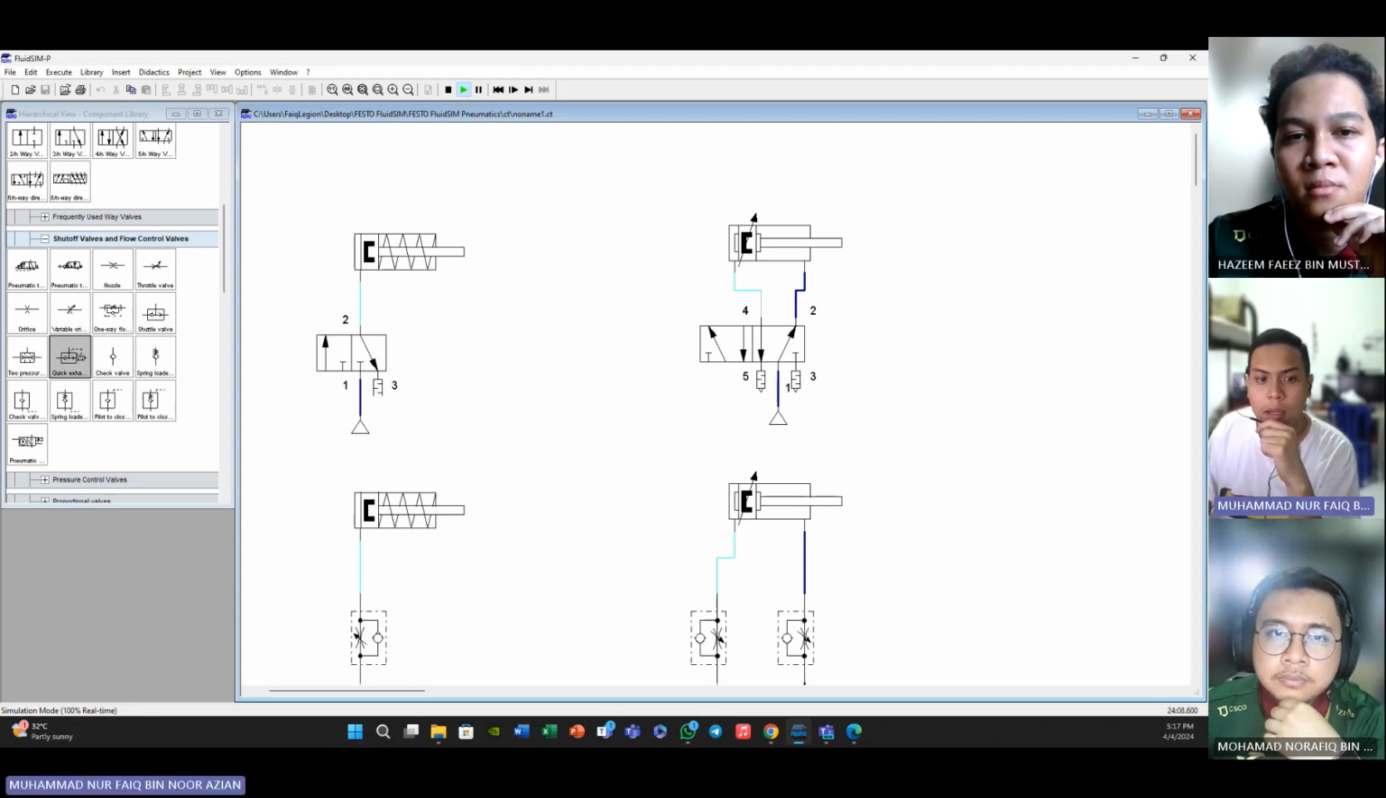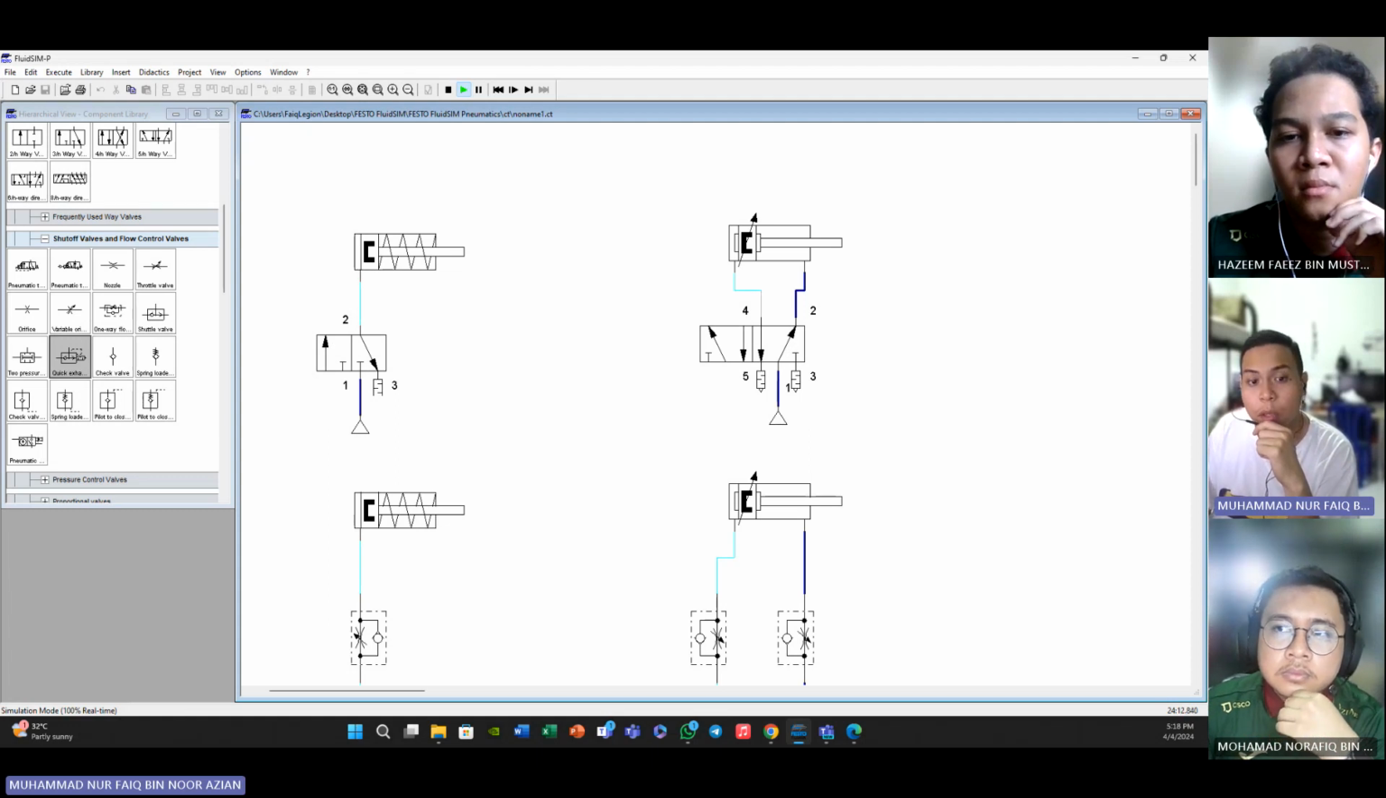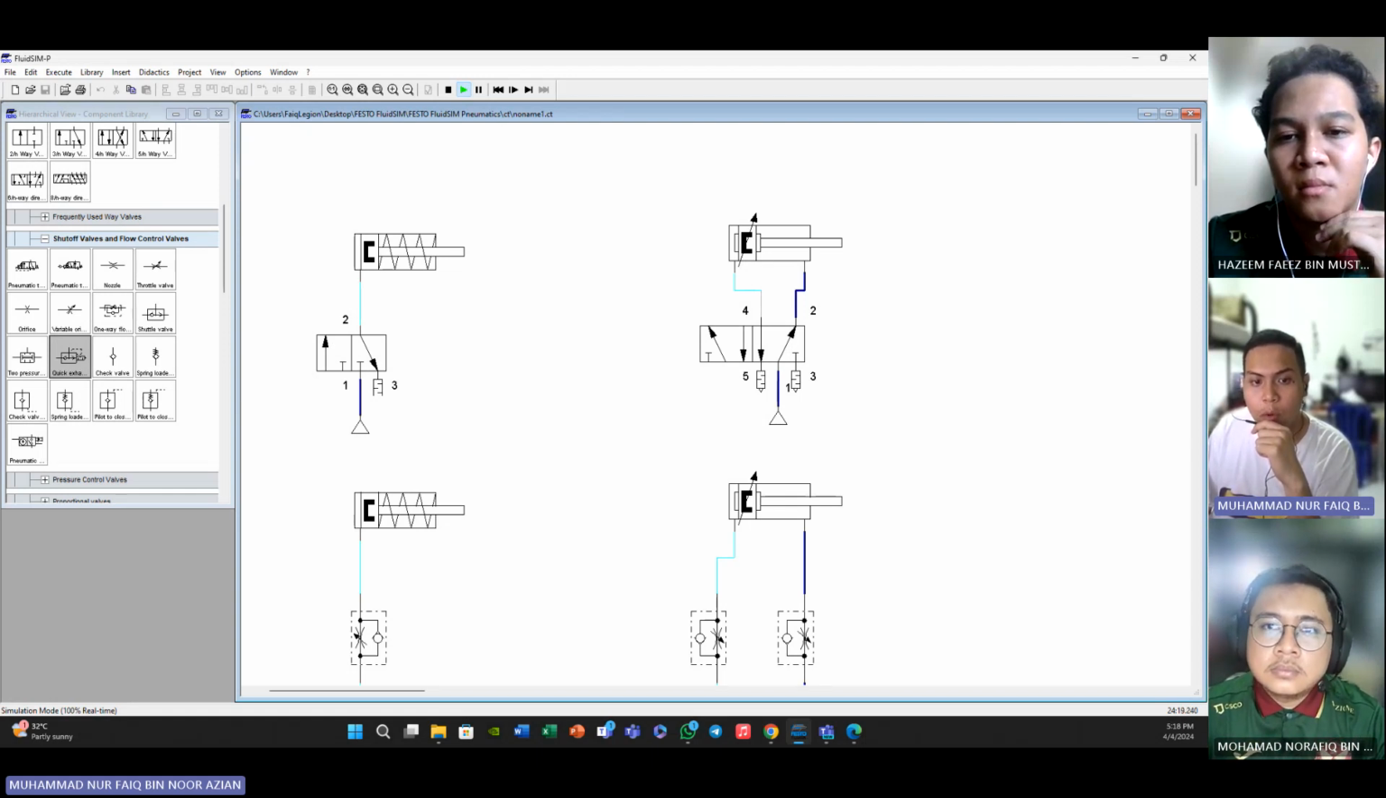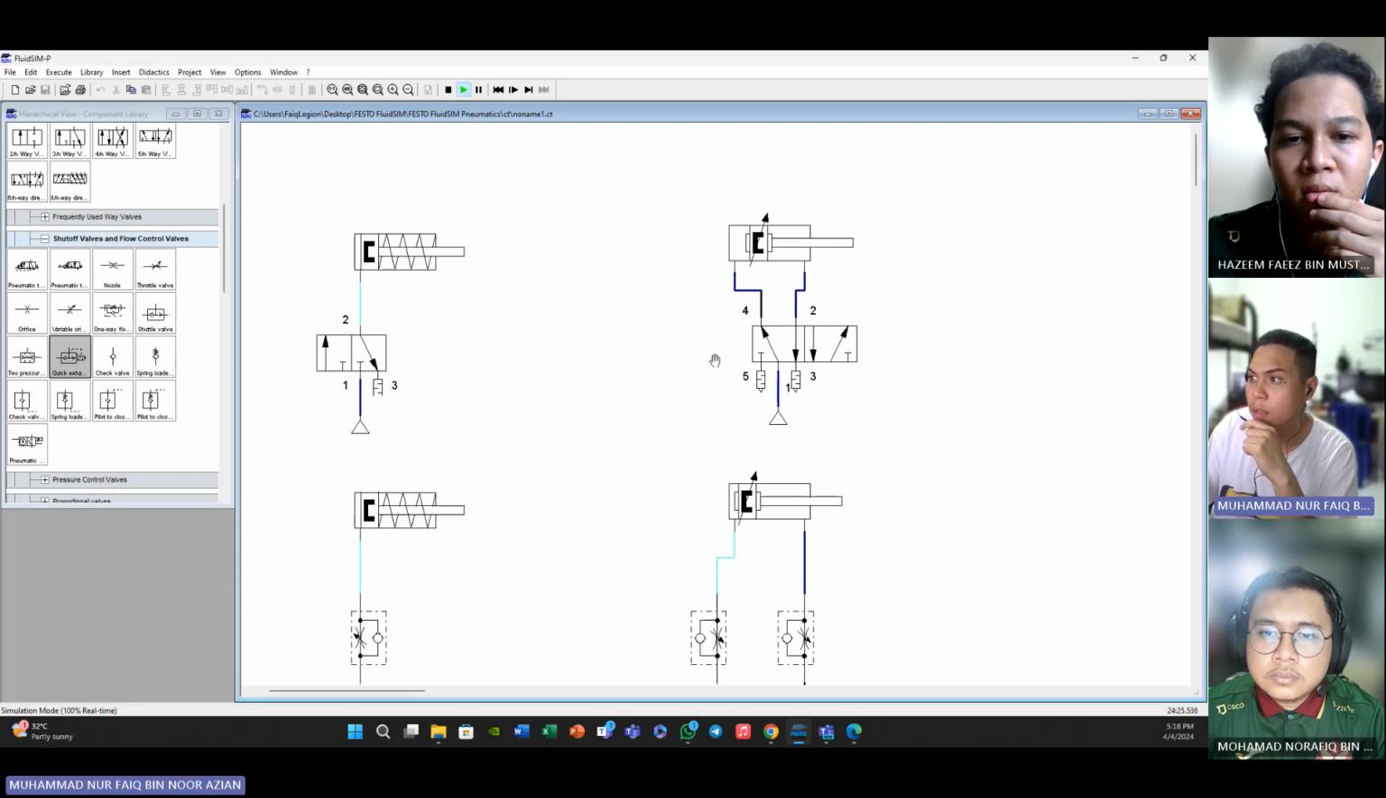Right. So these valves are commonly used in applications where a double acting actuator needs to be controlled, such as in linear motion systems or robotic actuators, where precise control of both extension and retraction is required. So for the 5/2 way directional control valve, this is the simulation.